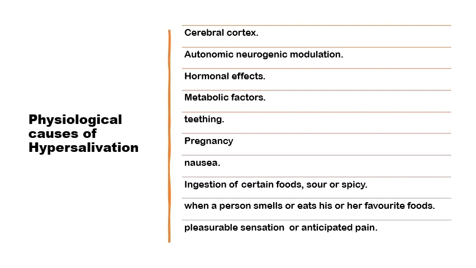The physiological causes of salivation and even hypersalivation include the influence of the cerebral cortex, and the autonomic neurogenic modulation over stimulation. They also include things like hormonal effects, particularly, for example, in pregnancy, metabolic effects, teething, and nausea, which can all produce saliva in excess amounts. Ingestion of certain types of food, including sour or spicy food, and when a person smells or eats his favorite foods, and some pleasurable sensation or even anticipated pain could induce salivation or hypersalivation.